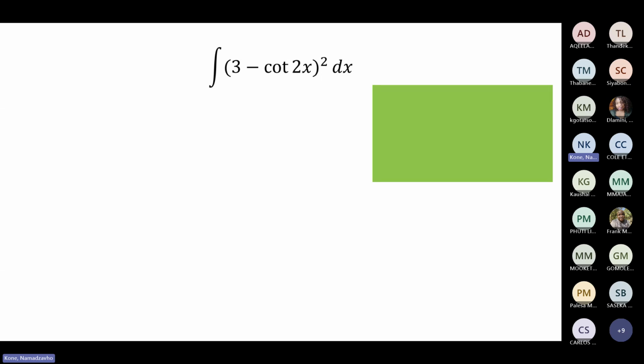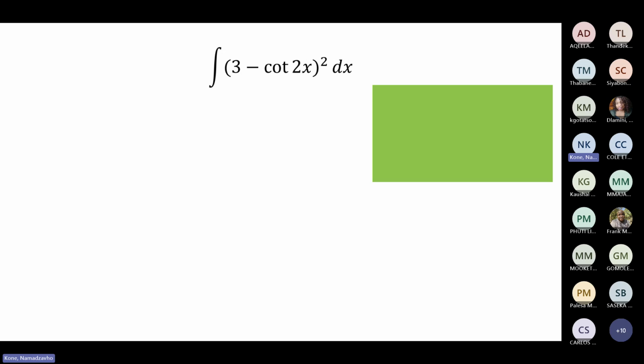So this one is the integral of 3 minus, I'm just admitting this student that is coming in now, so that it does not block our view.